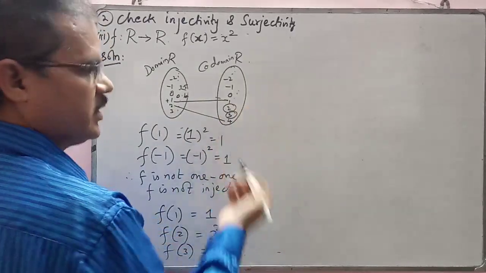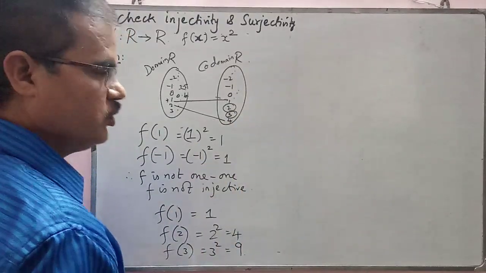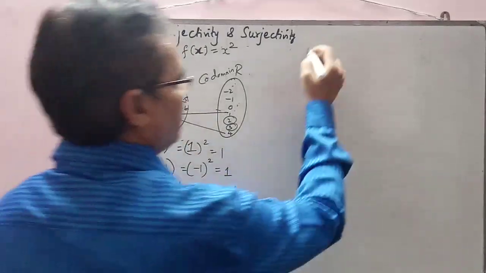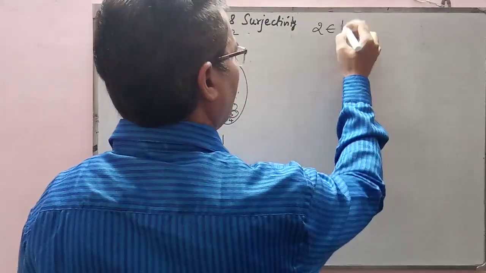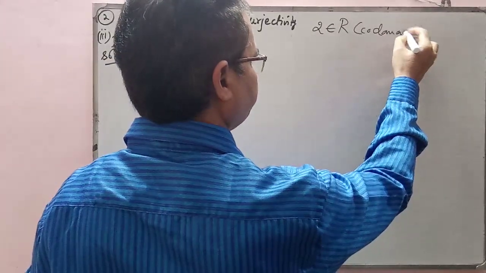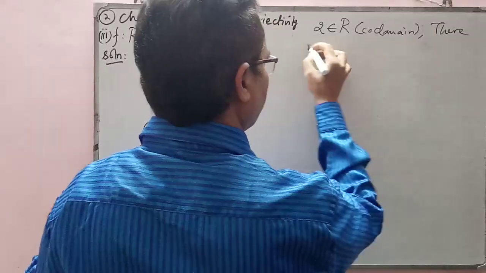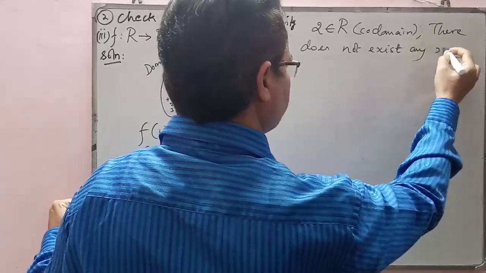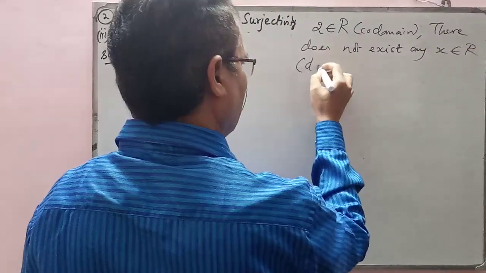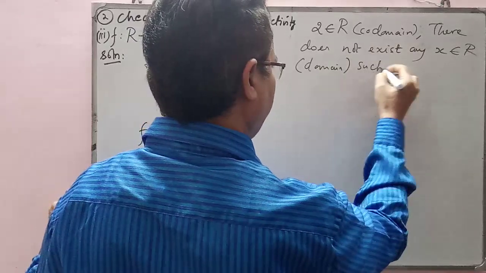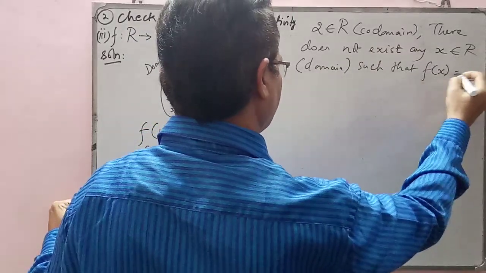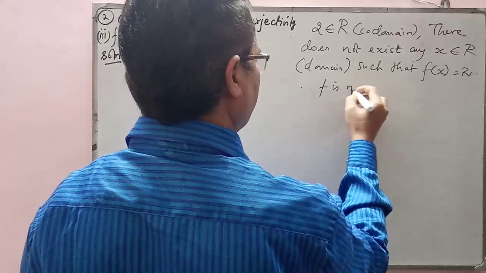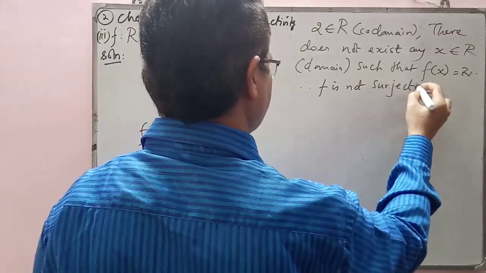So what is the case of 2 and 3? As usual, you cannot map anything to 2. So 2 cannot be the image of any element in X, your domain. So you have to write that. The same element 2 belongs to R. Here you should write, this is the codomain. There does not exist any x belonging to R, here we mean the domain, such that f of x equals 2. No element can have an image 2. Therefore, f is not surjective, which means it is not onto.